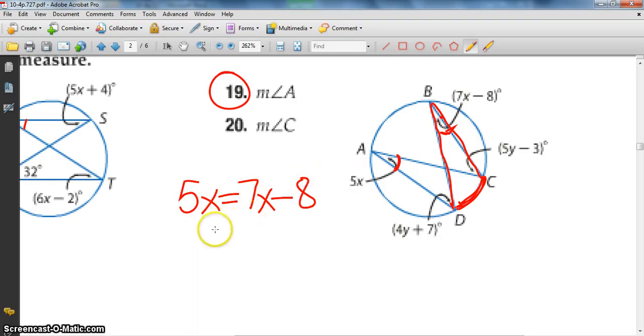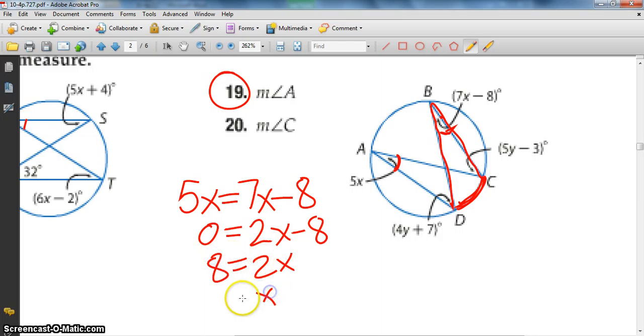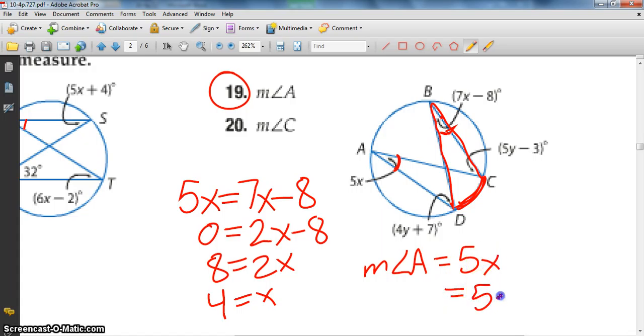Solving for x, subtract 5x from both sides. 2x minus 8. Add 8 to both sides. 2x is equal to 8. Divide both sides by 2. X is equal to 4. Now, to find the measure of A, we need to take this one step further and substitute in. So A is 5x, where x is 4, and 5 times 4 gives us 20 degrees.